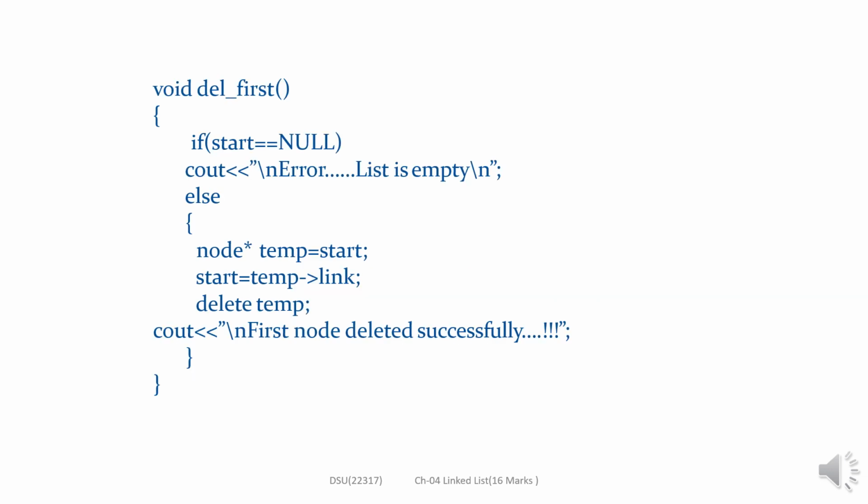void delFirst() { if (start == NULL) print error, list is empty. Else, node *temp = start; start = temp->link; then delete temp, print first node deleted successfully. } In this way we can simply delete the first node from the list.